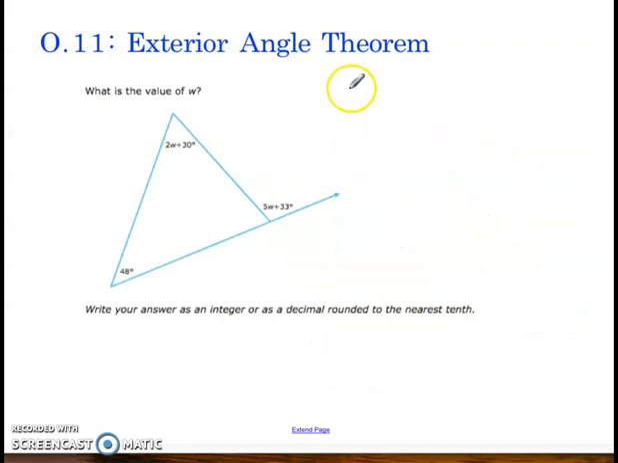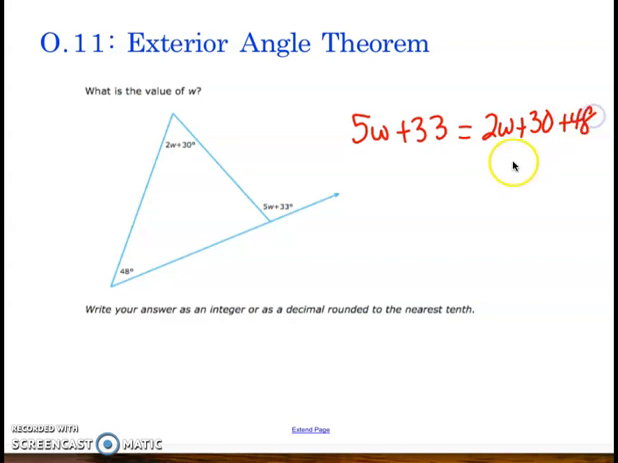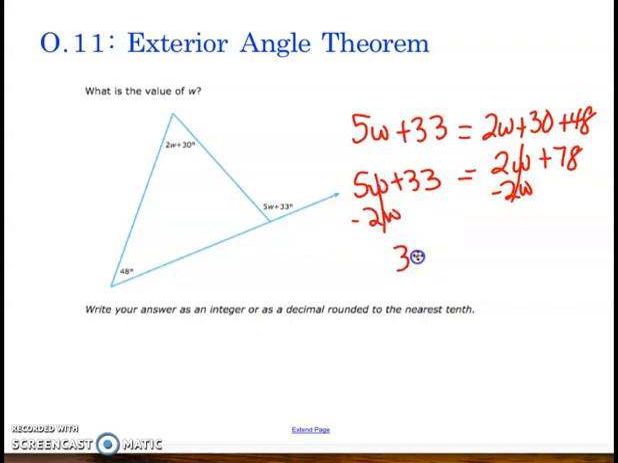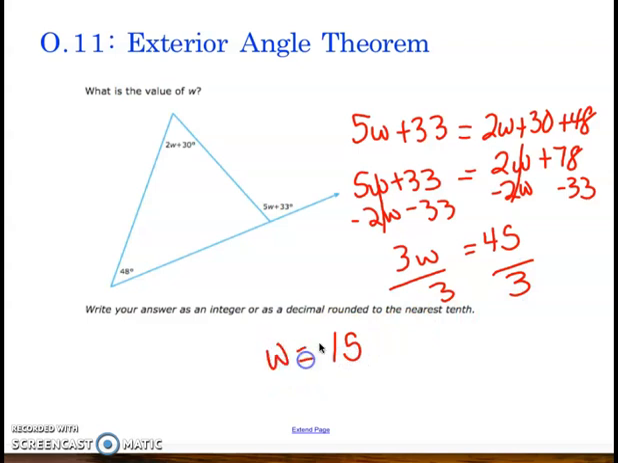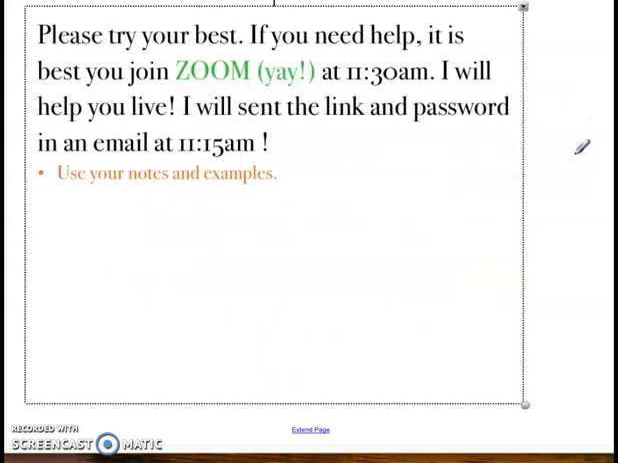I will show you one more exterior angle theorem. So the exterior angle, 5w plus 33, has to be equal to 2w plus 30 plus 48. I combine my like terms. I get 2w plus 78 equals 5w plus 33. I get my variables to one side, my constants to the other side. So I get 3w equals 45. I divide by 3, and in this case it went in evenly. w is 15.